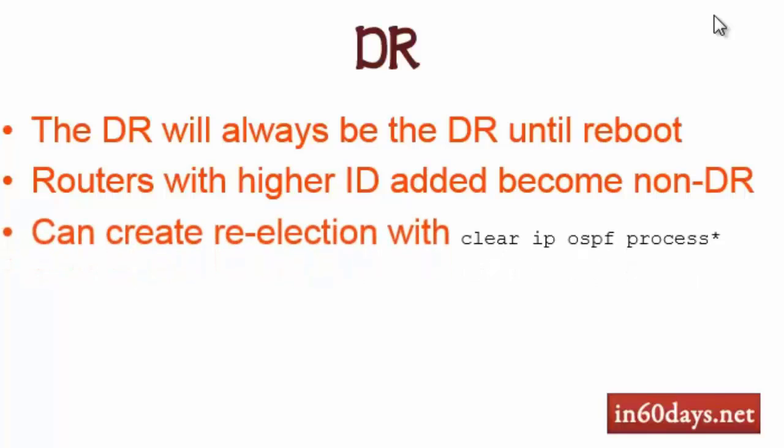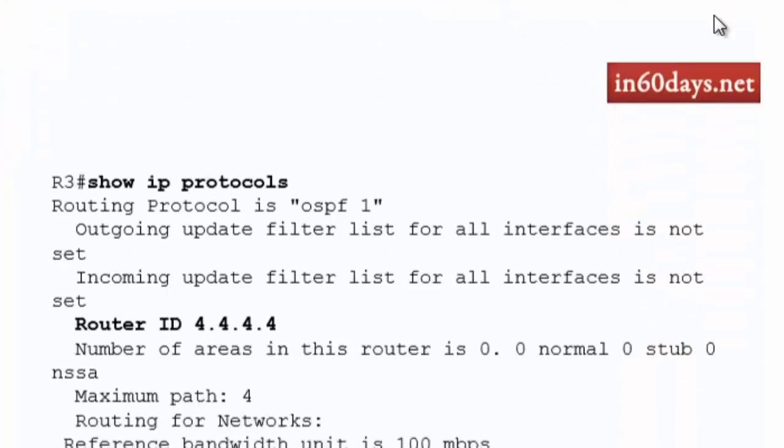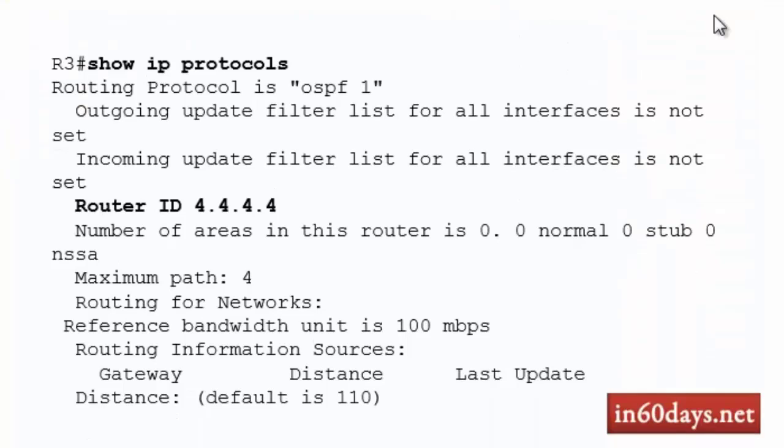You can recreate an election. I don't recommend you do this on a production network: clear ip ospf process and then asterisk. I think that's a space and then asterisk, and then you press enter. So if things aren't working when you're doing practice labs, that is, then this command is well worth remembering. Show ip protocols will reveal your router ID. You can see the router ID here for OSPF is 4.4.4.4.